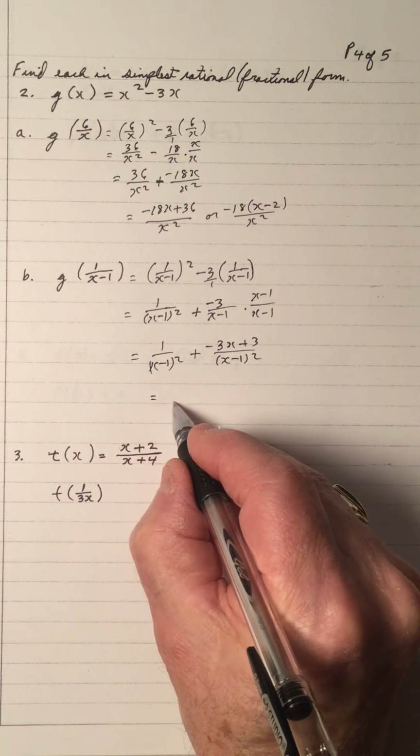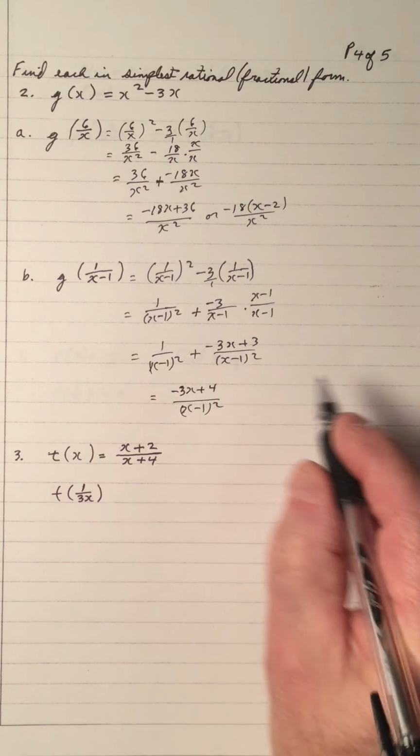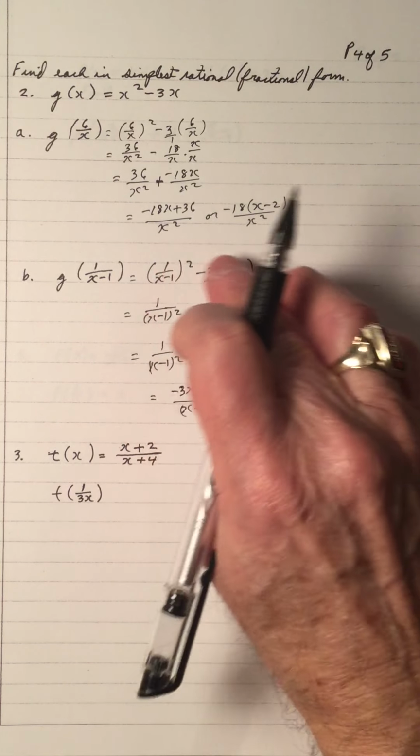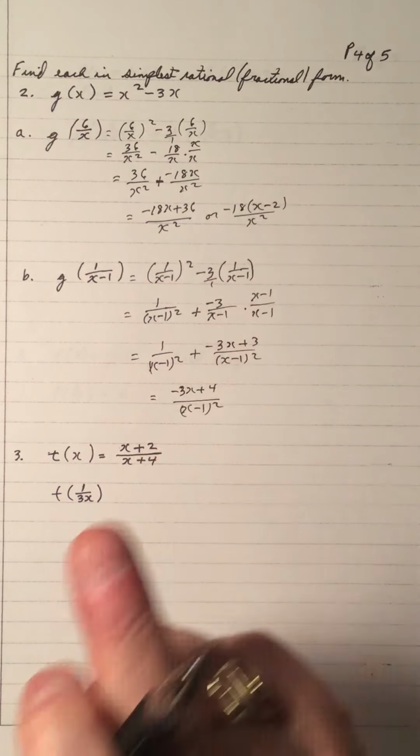Add: negative 3x plus 4, fully simplified. So notice we're subbing it into the place of x and simplifying it as a simple one. We want one fraction.